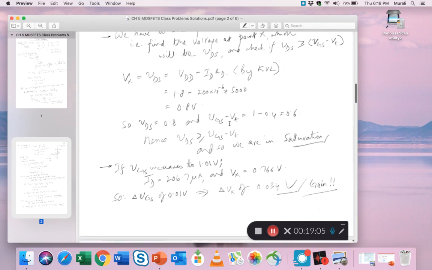This goes up slightly. It goes up to 206.7. I'm not showing the steps, but I'm just showing you the result. And so Vx becomes 0.766. Okay. So what is the conclusion?